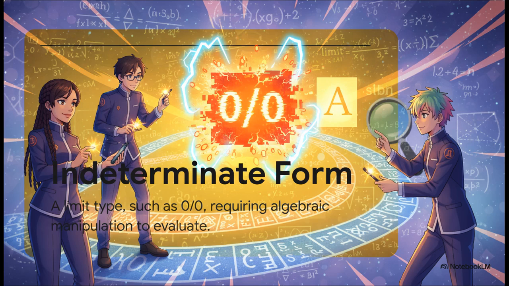But here's the secret. 0 over 0 isn't actually an answer at all. It's a trap. Think of it like a flashing neon sign telling you that you simply cannot solve this by direct substitution. The true answer is hiding behind that glitch, and we just need to upgrade our mathematical toolkit to bypass the error and reveal the truth.